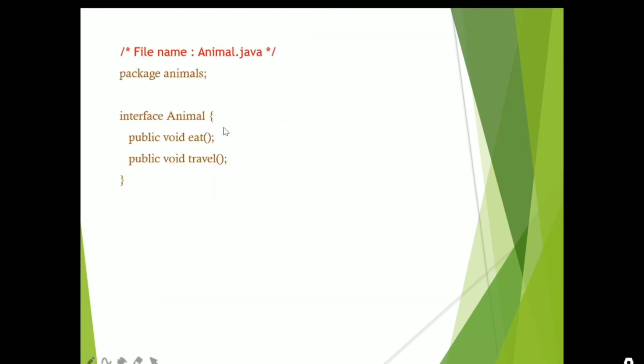And this is another package that I have created, animals. We need to save it as Animal.java with "package animals" as the package name, and here I am creating the interface. A package is a collection of classes, interfaces, enumerations, and sub-packages. Here I am creating the interface Animal, and it has two abstract methods, eat and travel.